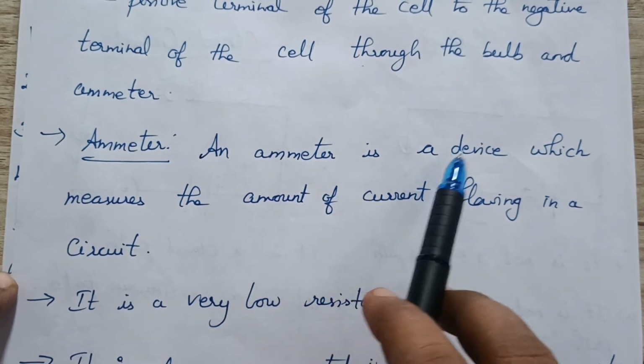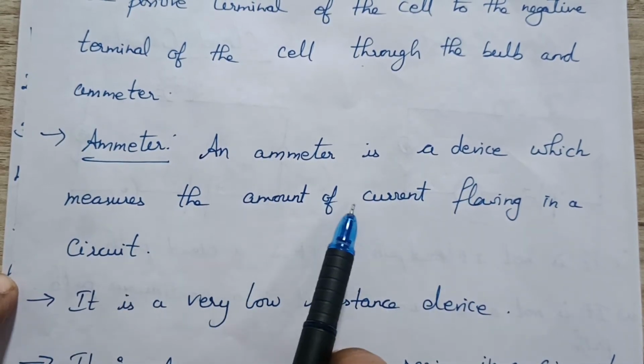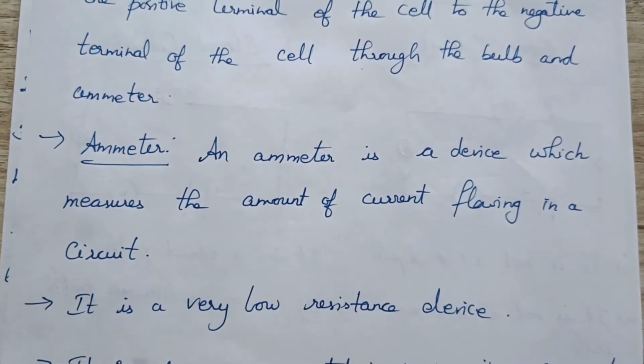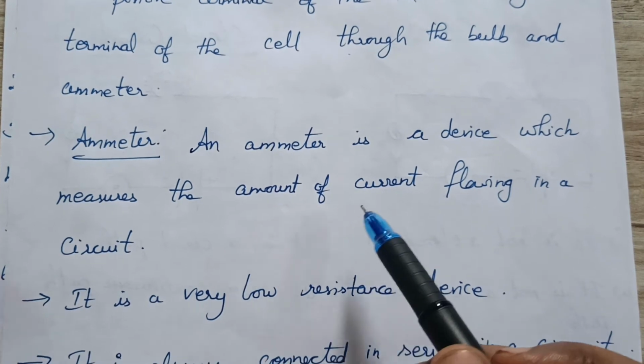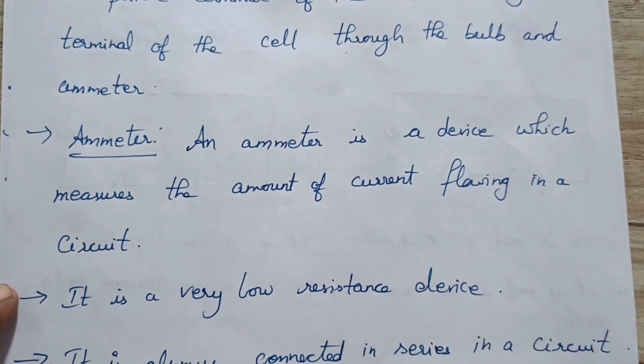An ammeter is a device which measures the amount of current flowing in the circuit. So in the last class we have worked out problems like 5 ampere of current is moving in the circuit, right? So how do we know that we have that much current flowing? Using the ammeter, we measure the amount of current flowing in a circuit.